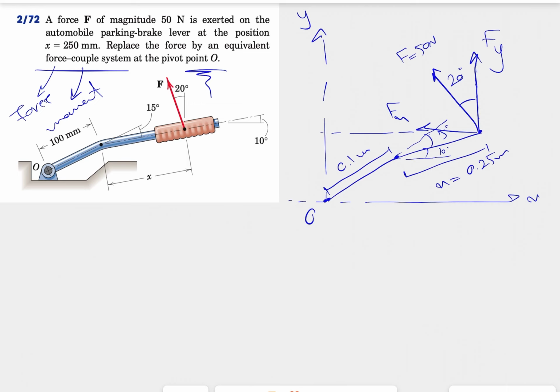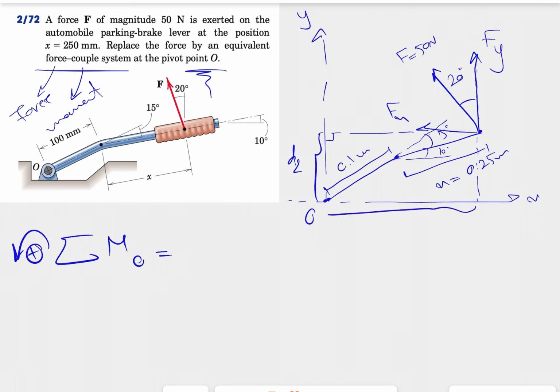So let's start with the moment about point O. We consider counterclockwise positive. So for moment about point O, we have the moment of both Fx and Fy. And for those, we need to find the perpendicular distance, which let's call d2 here for Fx, and for Fy, this would be the perpendicular distance, and let's call this d1.